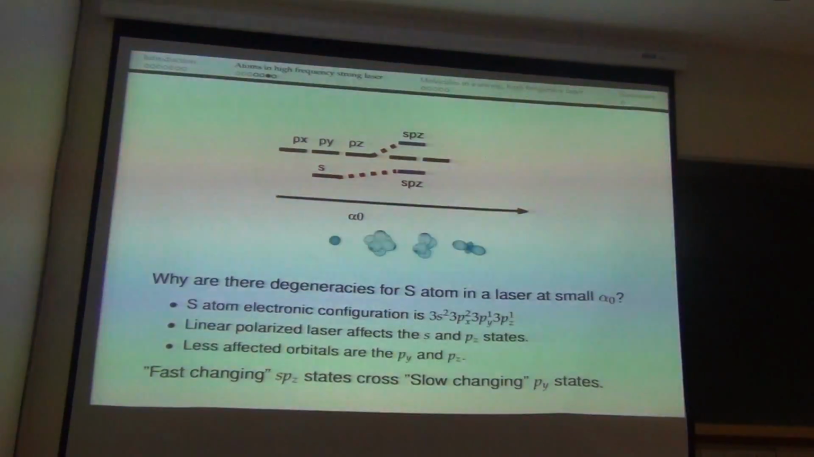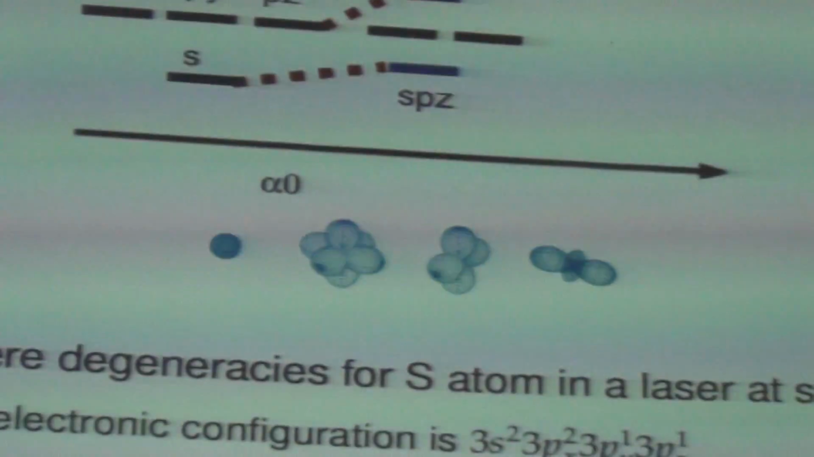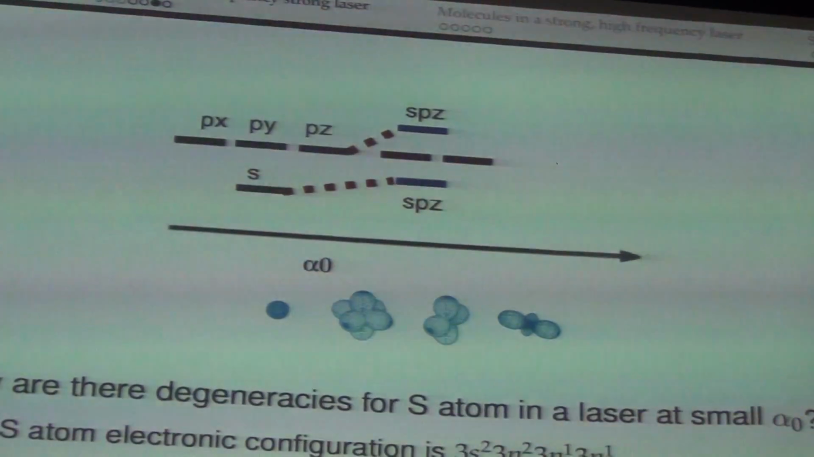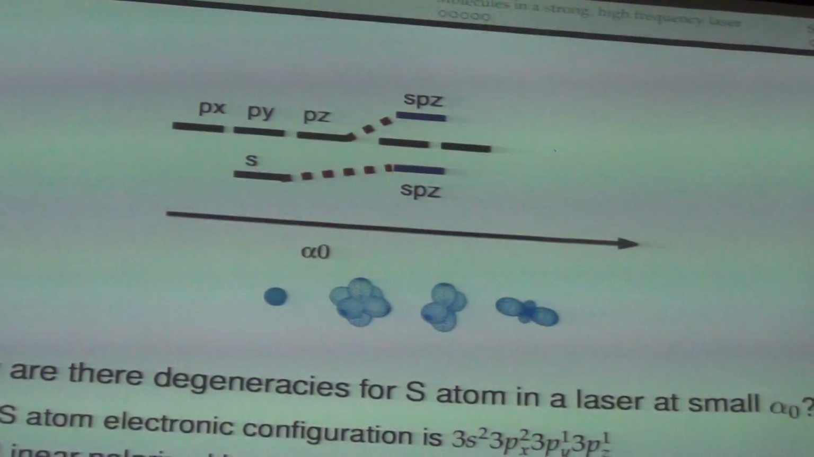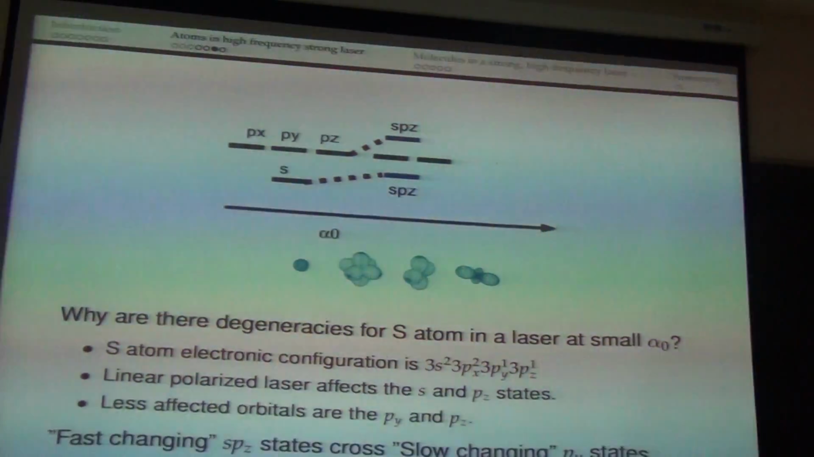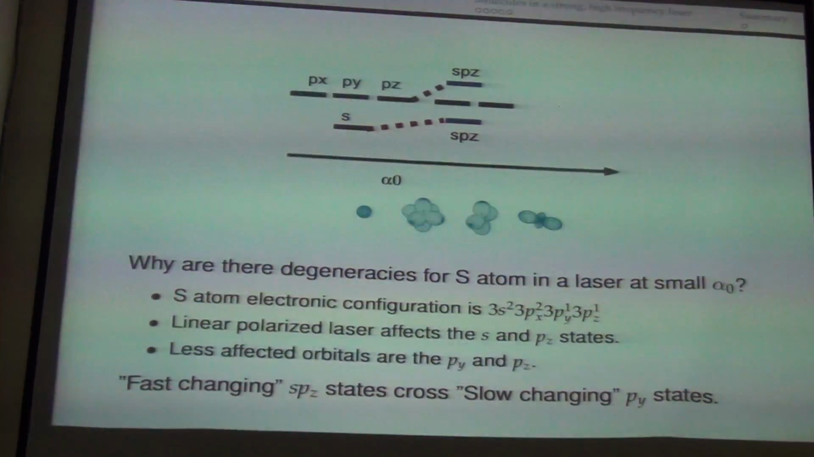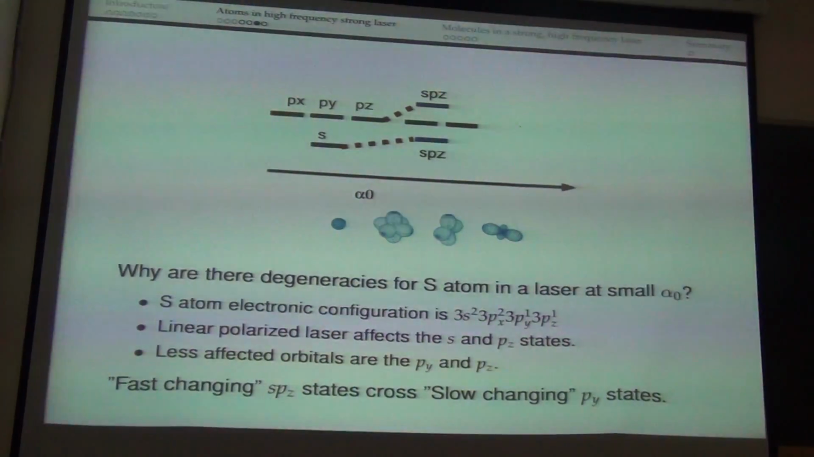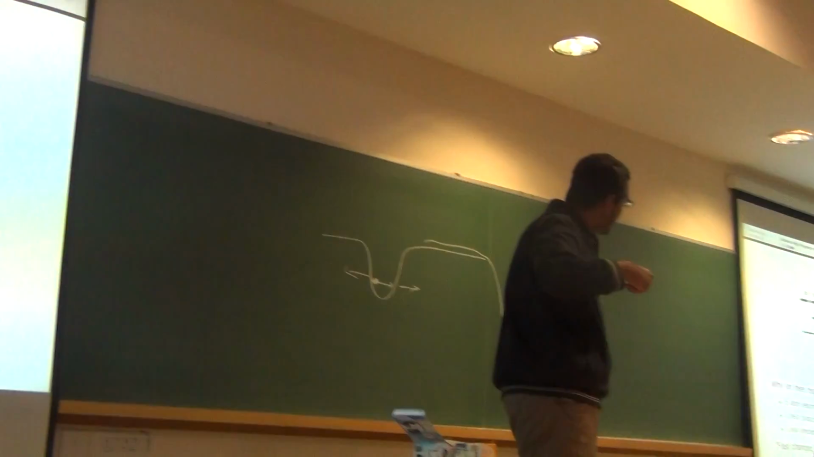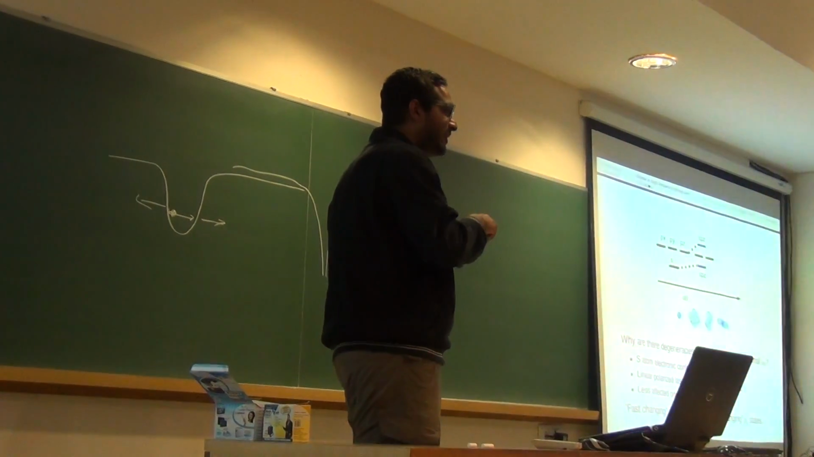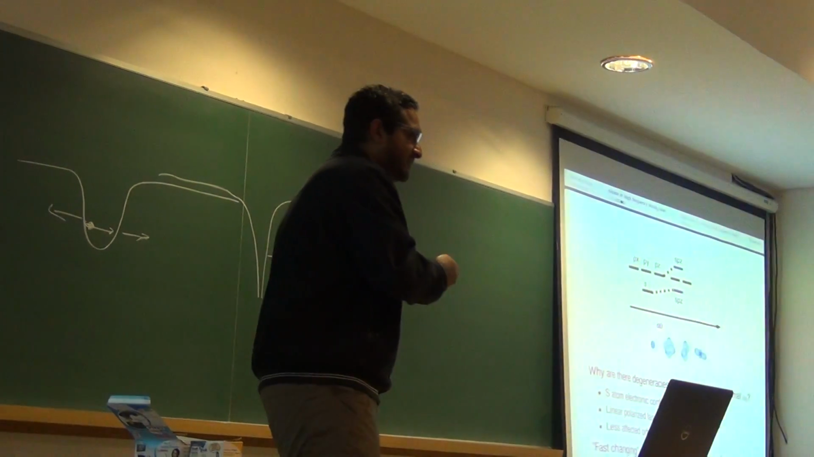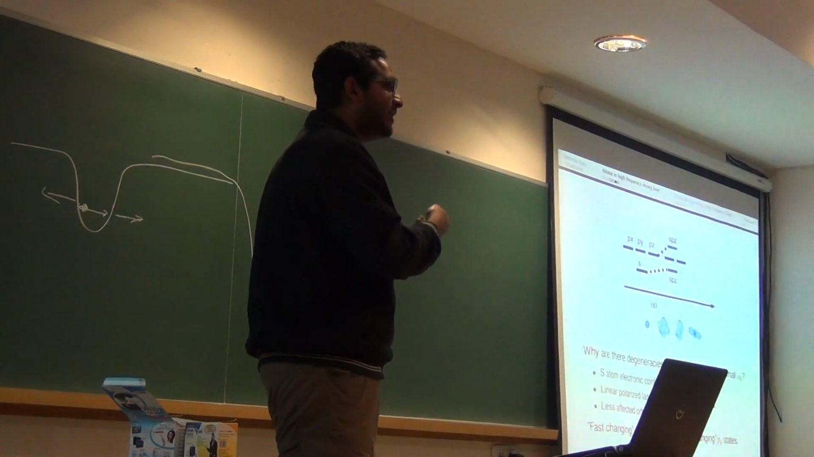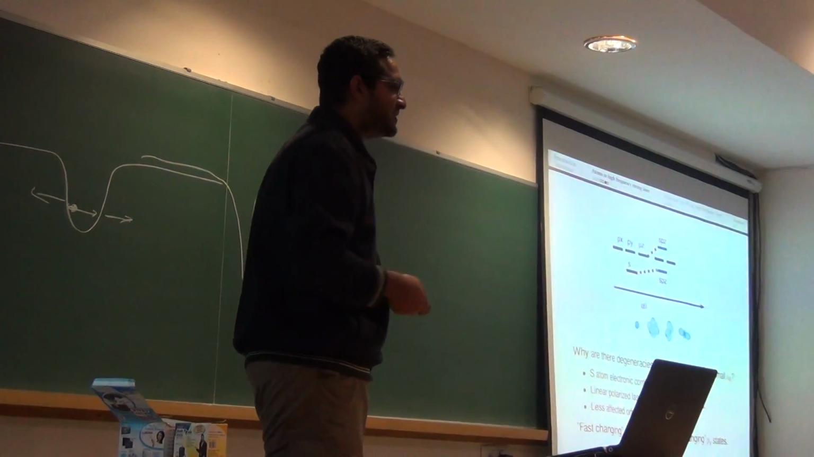Now why do these degeneracies happen? What I told you is that you have a laser along the z direction, right? So the mixing happens only between the s and the pz orbitals. So you have an s-pz orbital. The px and py remain fairly unchanged. As you keep increasing the laser parameter, this keeps going up in energy, or this keeps getting stabilized, while these remain where they are. So you are always bound to get a crossing, since the fast changing s-pz states will cross the slow changing py, px states.